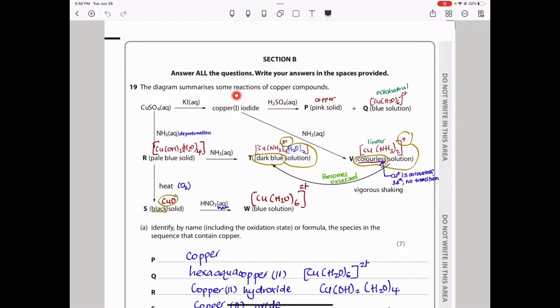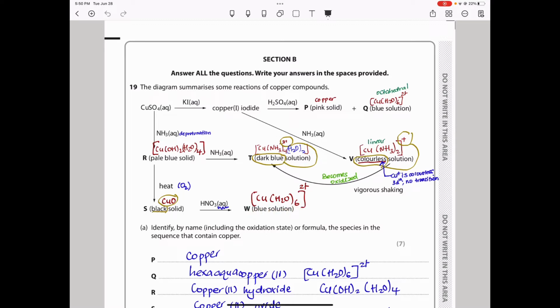If there is anything to do with the chemistry of copper, and you see a pink solid, that should be the solid of copper. And then here plus a blue solution. A blue solution could be hexa aqua copper 2. And then on this side, we have copper reacting with ammonia to produce a pale blue solid. If it's a pale blue solid, this is going to be a deprotonation reaction. And then here we see a black solid, that is copper 2 oxide, the black solid. And finally, here we have the blue solution, which could be hexa aqua copper 2 plus.